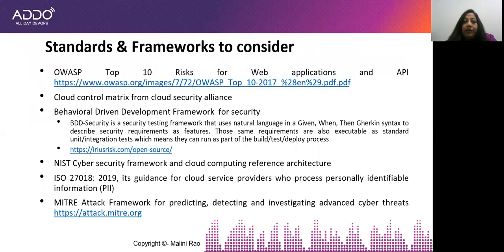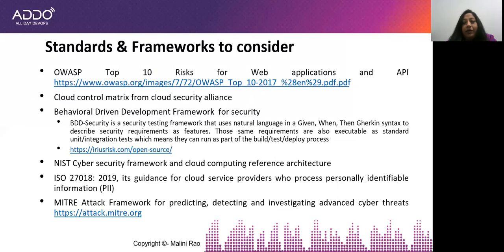Some of the standards and frameworks to consider is OWASP Top 10, which is well known for web applications and API. The link is provided here, and then you can refer to Cloud Control Matrix from Cloud Security Alliance. You can also refer to behavior driven development framework for security, which is BDD Security, a quite well-known security testing framework that uses natural language. And then one of them is, the link is provided here, Areas Risk Open Source.